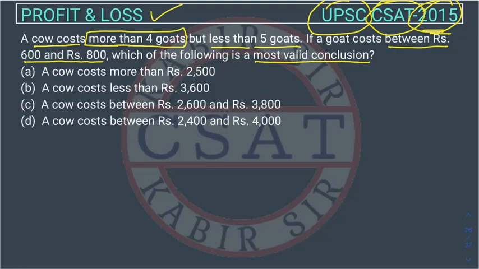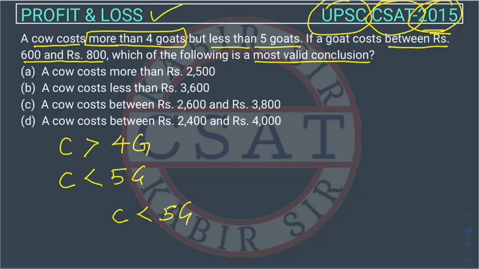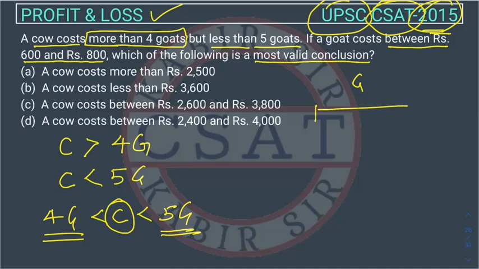So what is given? That the cow cost is more than 4 goats but less than 5 goats, right? Or we can write it like this, that the cost of a cow is less than 5 goats but greater than 4 goats. The price of a goat is not given, but they have mentioned that the price of a goat ranges between 600 to 800.